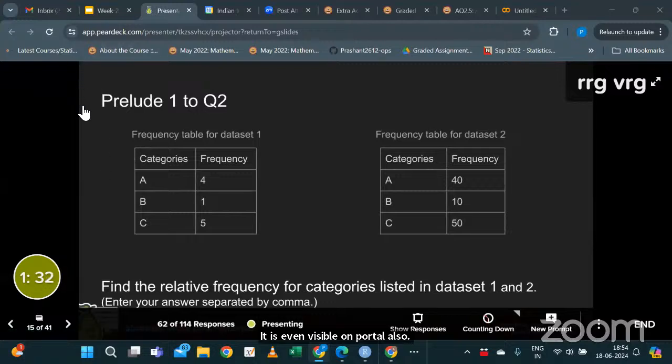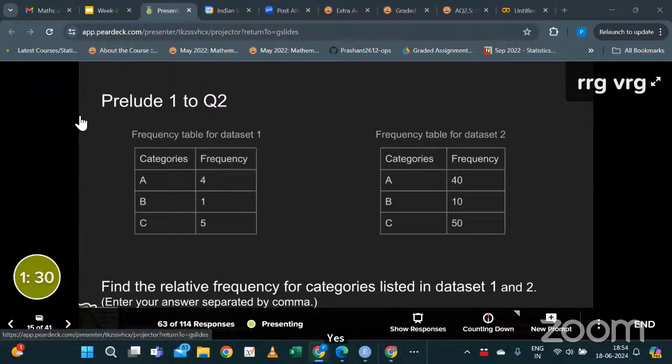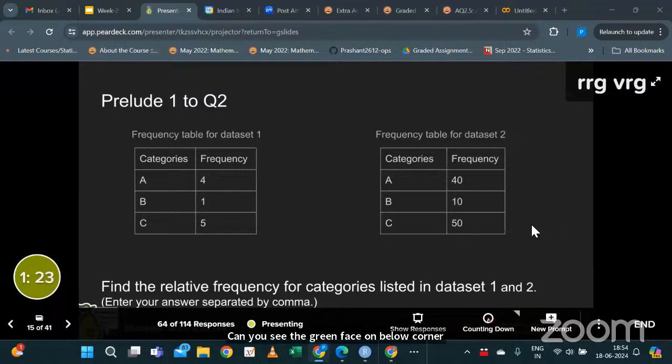Where do I submit my answer? Can you see the green face on the below corner? Have you joined this peer deck thing or not? I joined. Then on the right side below corner, you can see a green face. Submit your response, something like that. You can enter your answer. Submission will be automatic.